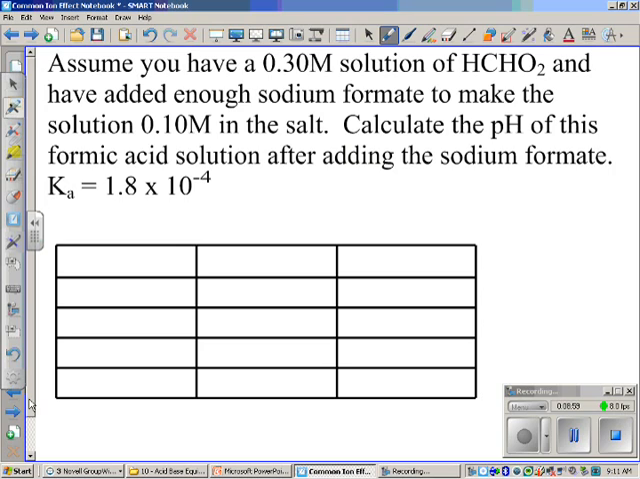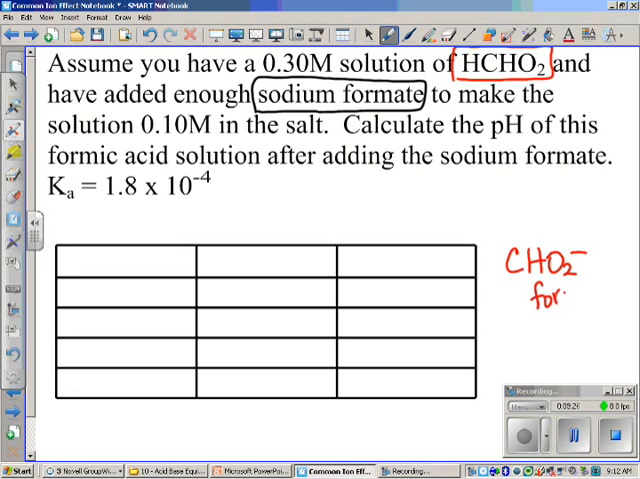Problem. So assume you have a 0.3 molar solution of HCHO2, and I've added enough sodium formate to make the solution 0.1 molar in the salt. Now, you may look at sodium formate here and say, I don't know what formate is, but remember it has to have an ion in common. So you can see here by the HCHO2 that formate must be the CHO2 minus ion. Okay, so that's going to help you as you're doing this problem.